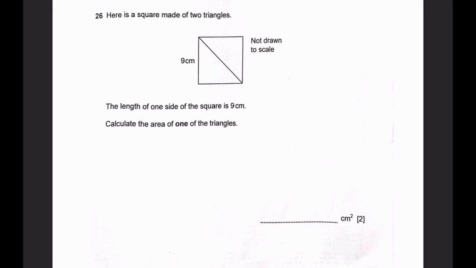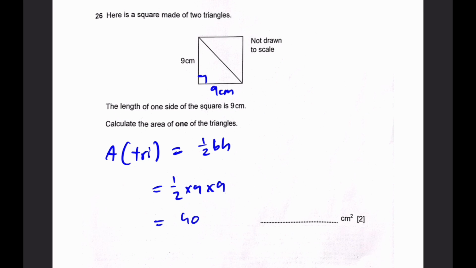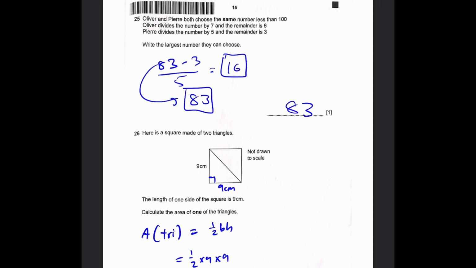Let's go to question 26. Here's a square made of 2 triangles. The length of one side of the square is 9 centimeters. Calculate the area of one of the triangles. So the side length is 9 centimeters, and this is a square, so this is 90 degrees. Now the area of the triangle is equal to half times base times height, half times 9, which is the base, times 9, which is the height. That will be 40.5 centimeters squared. That's the answer.